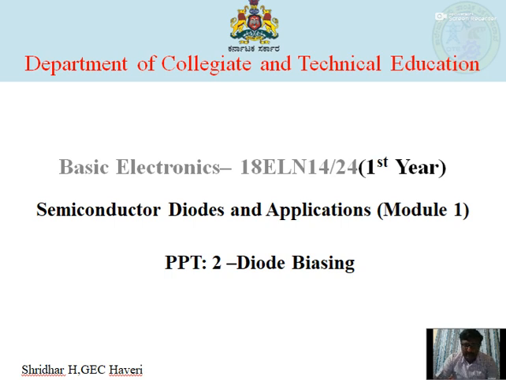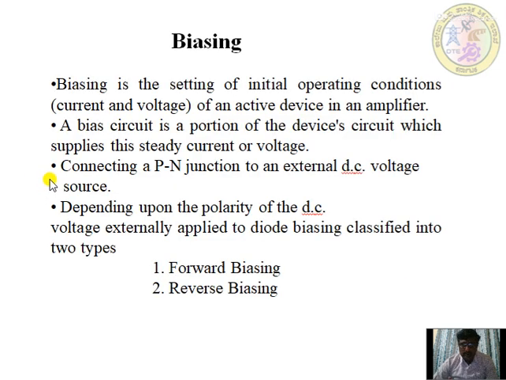So what is biasing? We are connecting an external voltage source. Biasing is just connecting an external voltage source to make the PN junction active depending upon the direction. It has two types, that is forward biasing as well as reverse biasing.